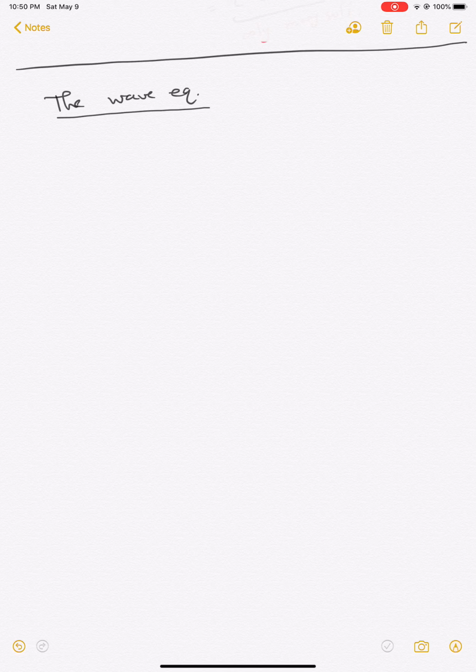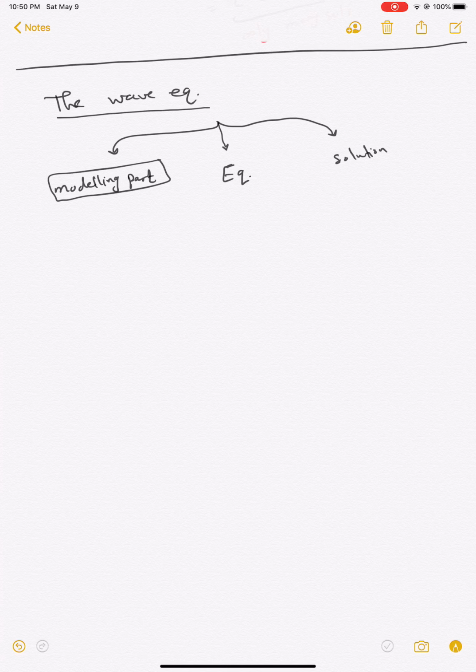When we talk about the wave equation, it's very important to understand the physical meaning behind it. So in talking about the wave equation, the first thing, we have the modeling part. We have the equation itself, and we have the solution. So these are like three important pillars of the wave equation.